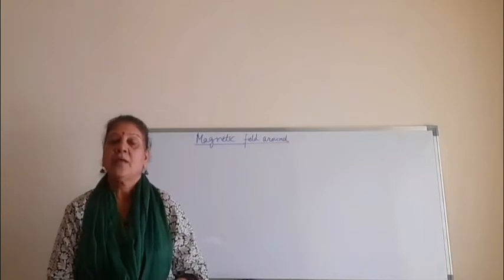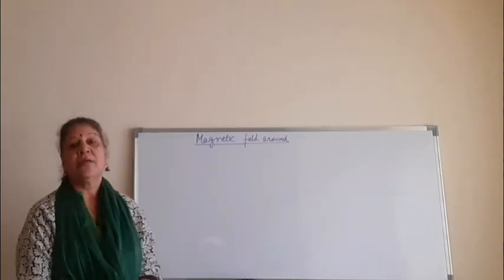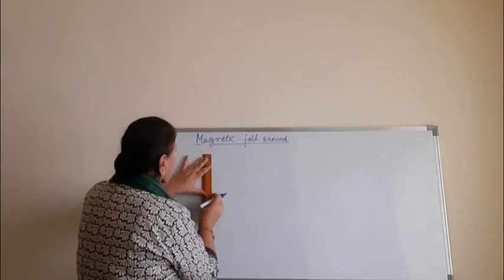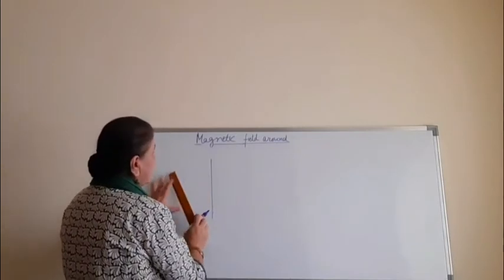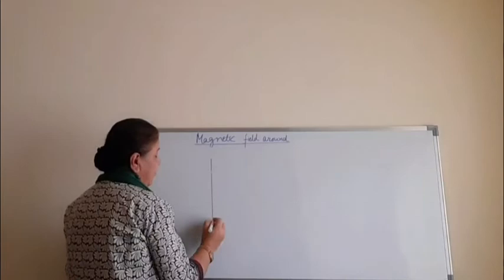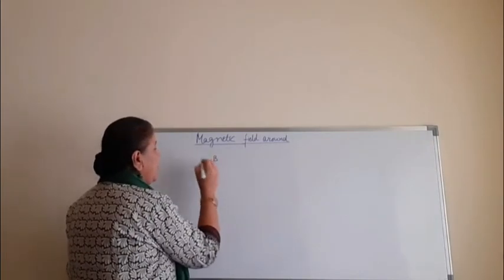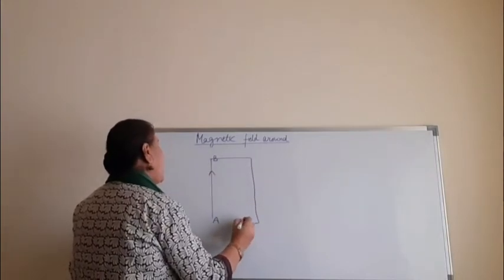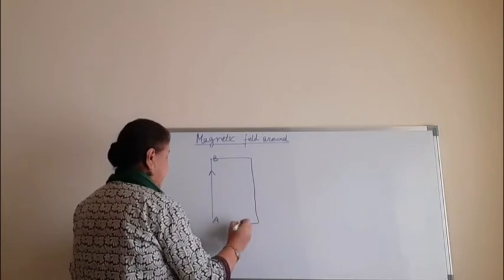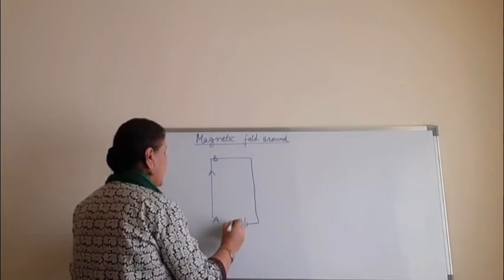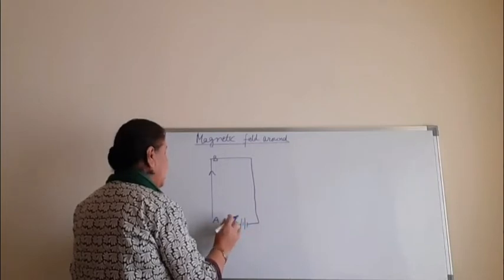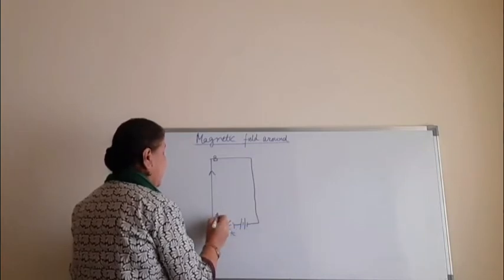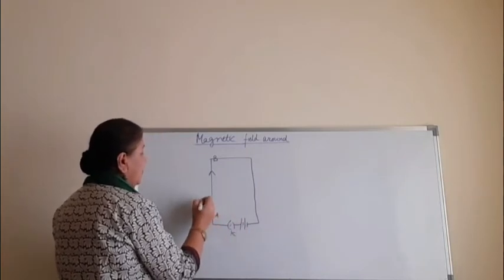First, we'll start with the magnetic field around a straight current carrying conductor. Say we have a straight current carrying conductor. Let's assume we have a wire AB, which is connected to a battery and a switch or a key. So the current is moving in this direction.